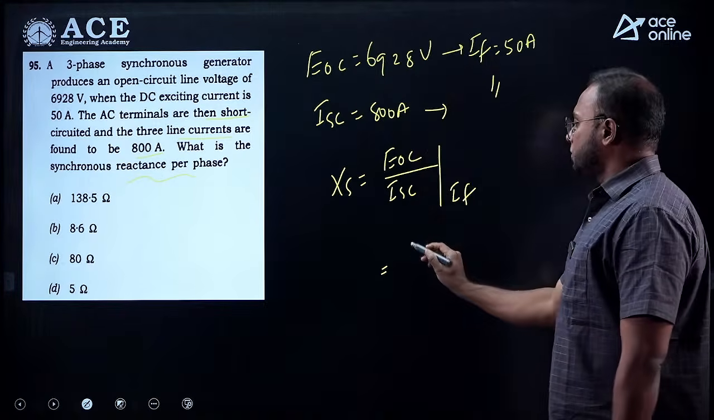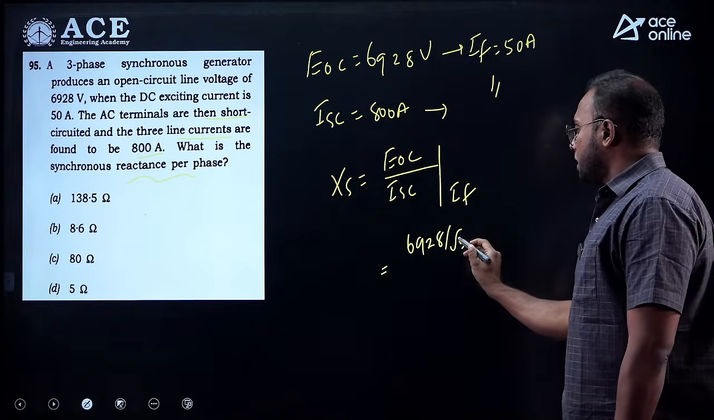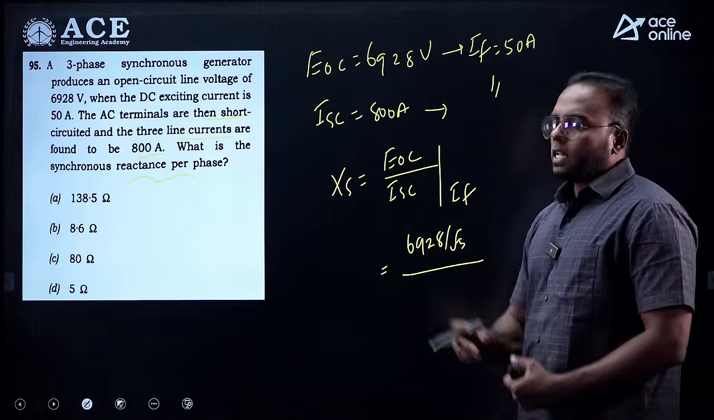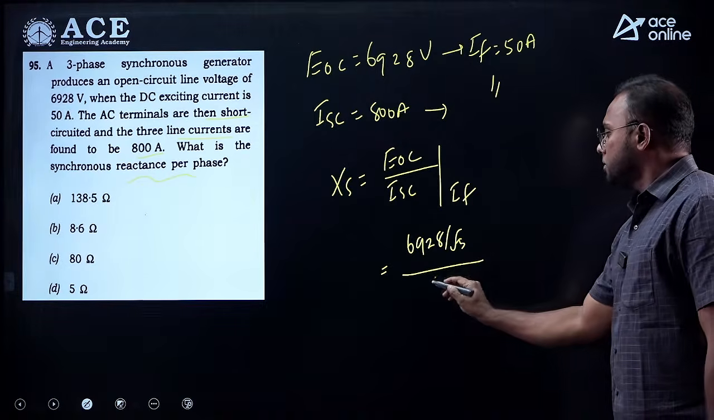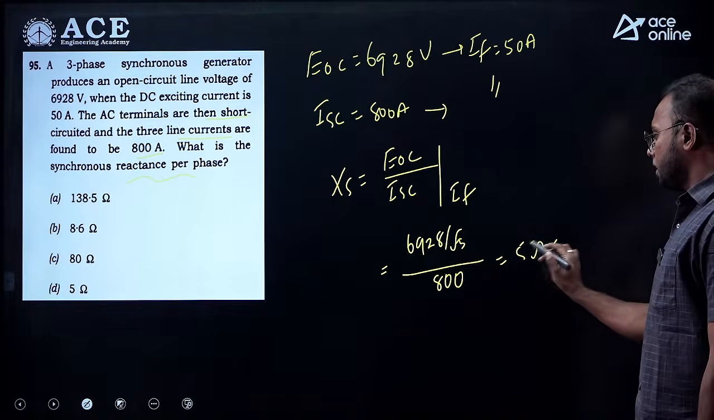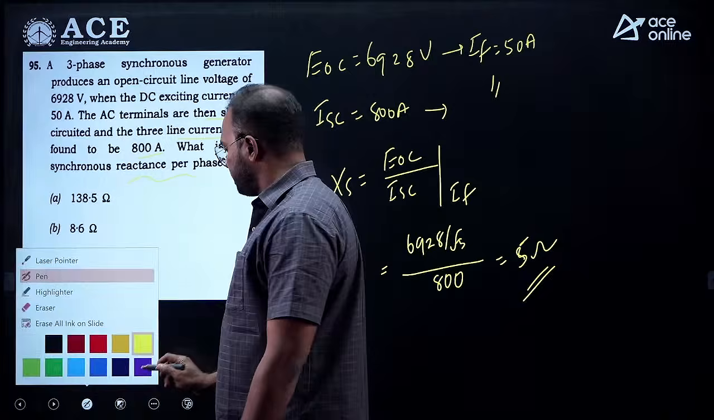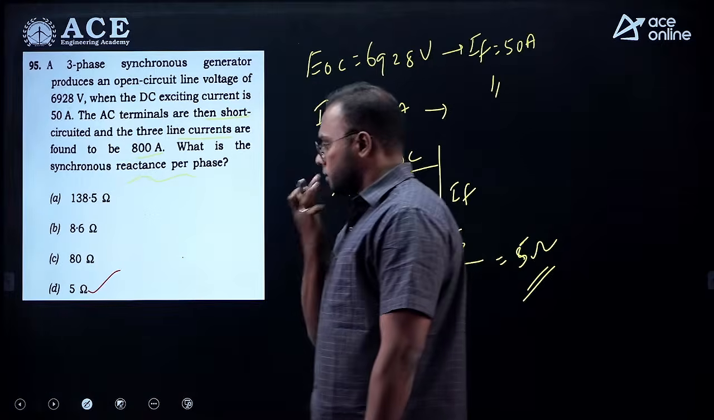So the phase voltage will be 6928 by root 3, divided by the line current, which is the same as the phase current in star, which is 800. Now simplify: 4.99, approximately 5 ohms, we get. So the option is D. D is the correct one. Next question.